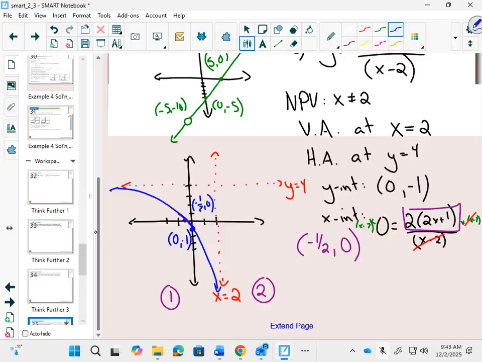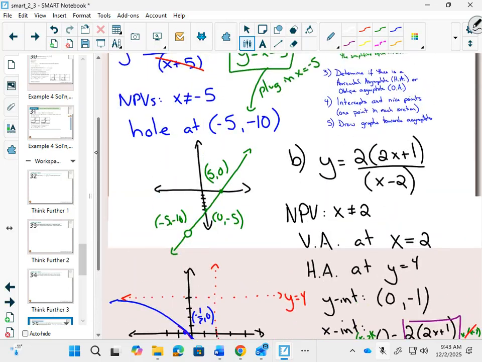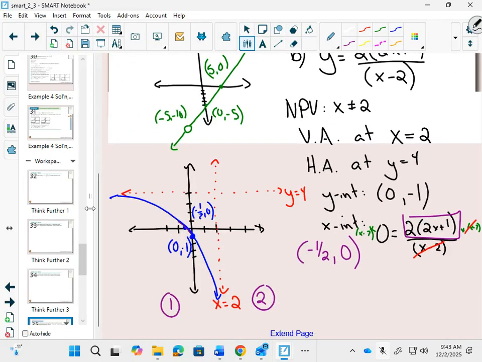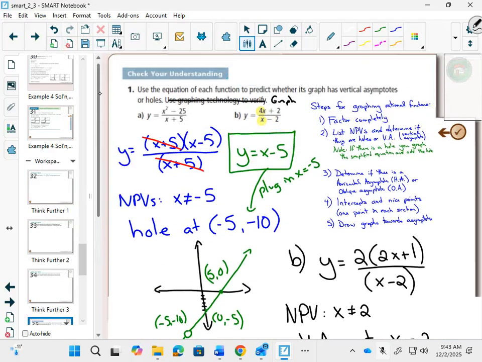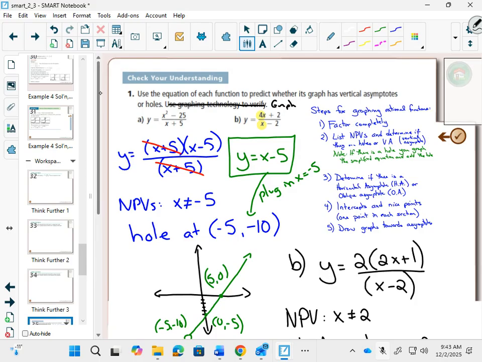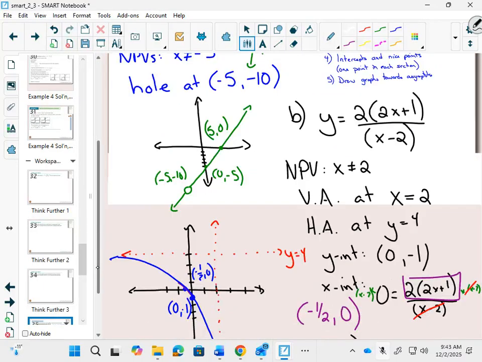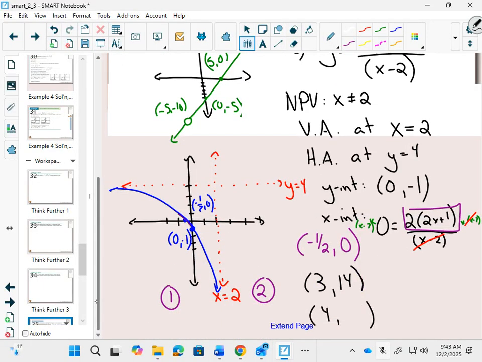Section 2, we have no points. So you just do a table of values. You can pick 3, 4, 5. You can pick anything you want. Right? Let's say you picked 3. Somebody else picked 4. You only have to do 1. Somebody picked 3. Look at your original equation. If you plug in 3, can you see that the top would be 12 plus 2, 14? And the bottom would be 1? So if I plugged in 3, 14 over 1 is 14.